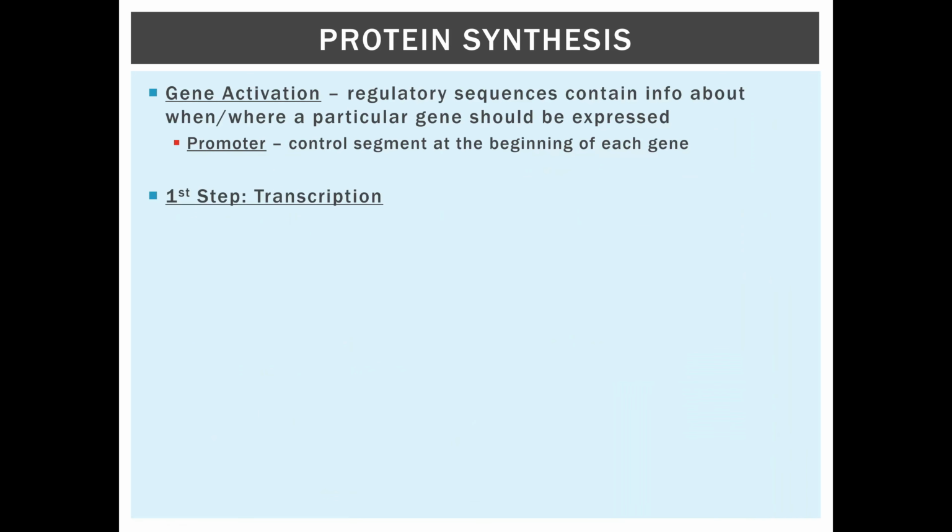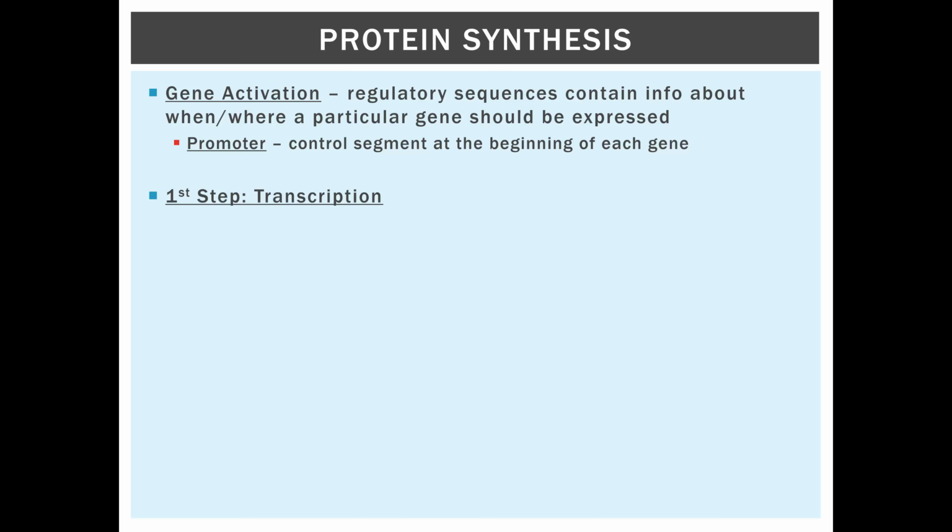So how are the proteins actually made? Well, remember the gene has the information for making the protein, and so there's a term called gene activation, and this refers to when the cell decides it needs a particular protein, then that gene is turned on. So there are regulatory sequences that say when and where we should make a particular protein. And a promoter is a name that we use for the control segment at the beginning of each gene, and things can bind there to turn the gene on or off.